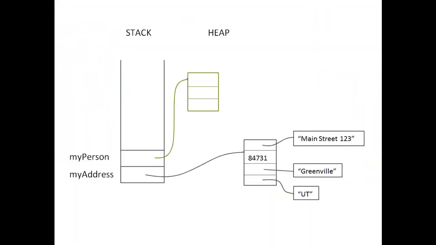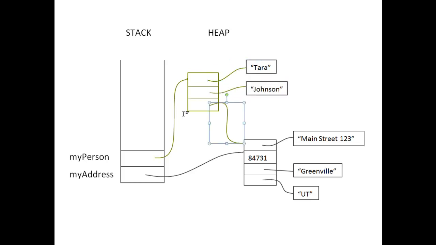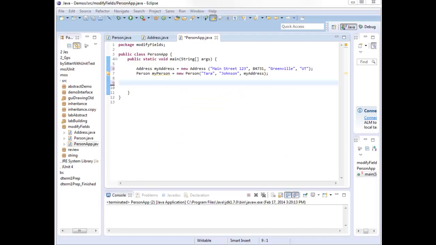Again, we have a look at the memory. We can see there's a second local variable, my person. It's of type person, which is a reference type, so it includes a reference to an object on the heap. And my object points to Tara, first name, Johnson, last name, and to the very same address object that my address has referenced. It includes the very same identical object because we just passed the reference as an argument to our constructor.